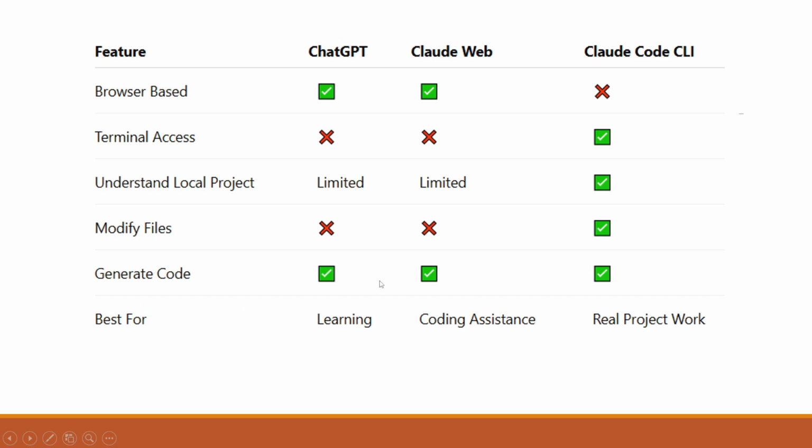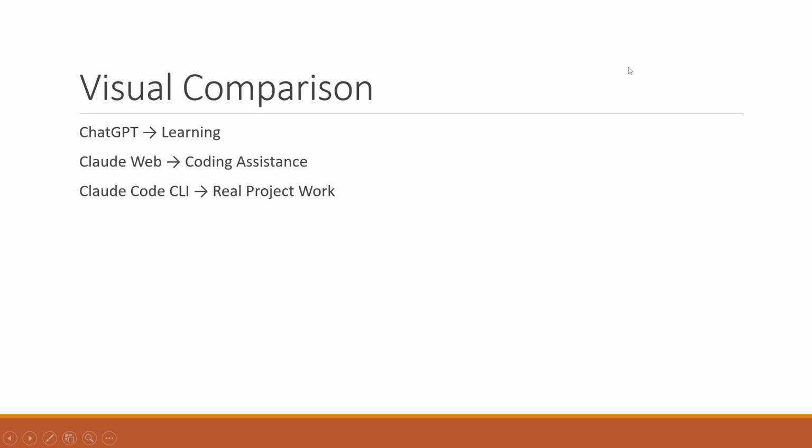And generate code: the three of them are able to generate code. And the best use: ChatGPT we can use for learning, Claude Web for coding assistance, and Claude Code CLI for real project work. This is very important. For real project work we can use Claude Code CLI. The visual comparison we already saw.